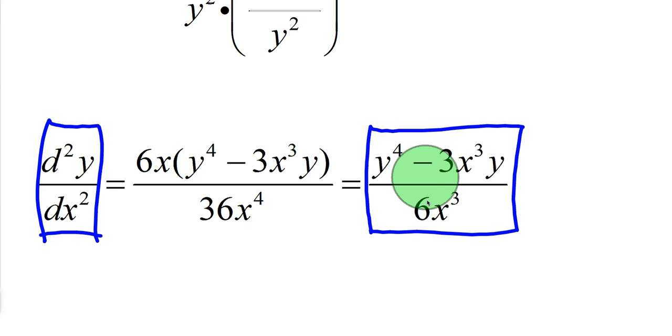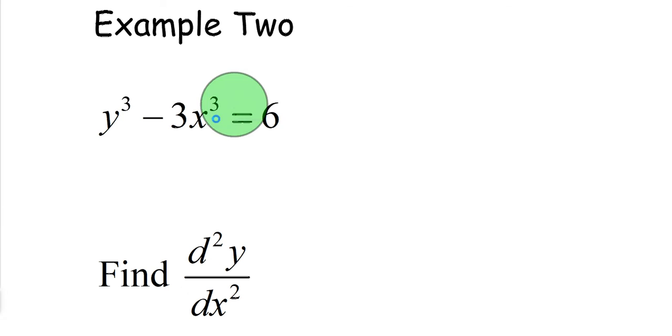Actually ends up being pretty simple once we plug some stuff in. So here's our final answer, and I will go back and show you what we started with just so we can see where we came from. Alright, so here's where we started, and that's what we ended up with. A pretty simple second derivative. If you have any other questions about implicit differentiation and second derivatives or even higher order derivatives, let me know.